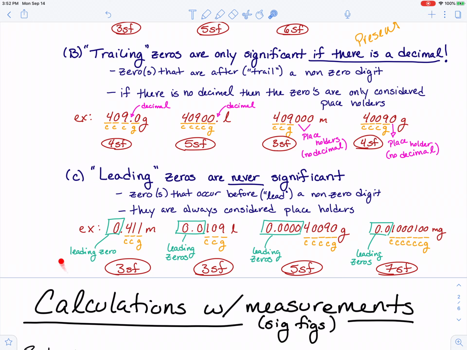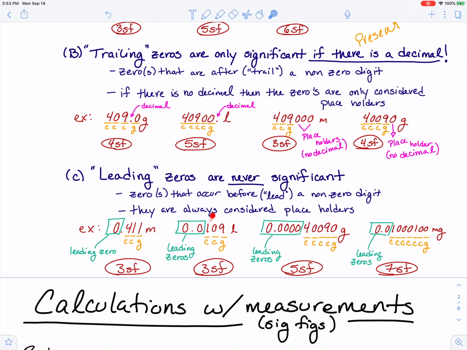So if I'm looking at this first number value here, my first non-zero digit is this 4. So any 0 that comes before the 4 is considered a leading 0. Leading zeros are never significant, so I only have 3 sig figs here, the 4, 1, and 1. So there's no rule about the decimal here, so it doesn't matter if there's a decimal or not.